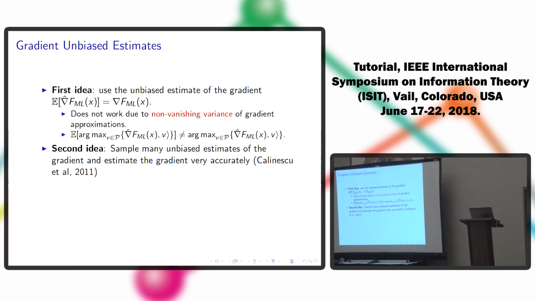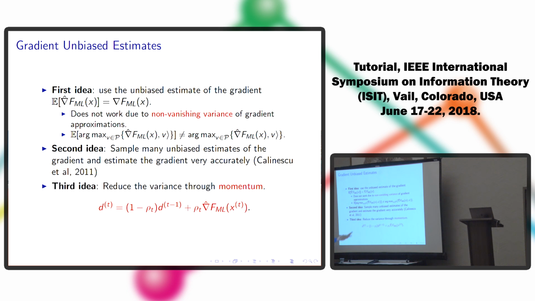And technically, that is because the expected value of argmax is not equal to the argmax of the expected value. The second idea that people used was to sample a lot. So I have unbiased estimates. I can sample a lot of these unbiased estimates and basically use the Chernoff bound in order to have a very, very precise estimate of the gradient. The third idea is basically to use momentum. The one that we are going to use is this: we have an unbiased estimate of the gradient, and we are going to look at the moving average. So the estimates that we are going to use are basically dt, which is a weighted average of my previous estimate plus the current estimate that I got.